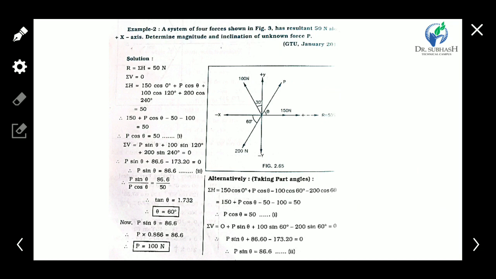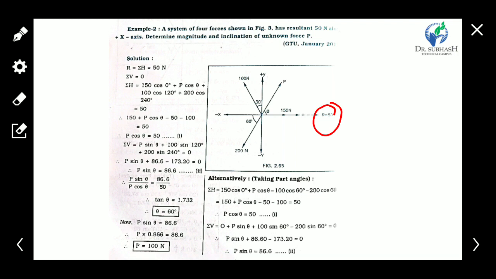Now another example to solve with the help of resolution of forces. A system of 4 forces shown in the figure has a resultant of 50 Newton in the plus x axis. Determine the magnitude and inclination of the unknown force P. One force is unknown, but the resultant is given. The resultant value is given in the positive x-axis direction, as mentioned here. This is the resultant, and its value is 50 Newton.